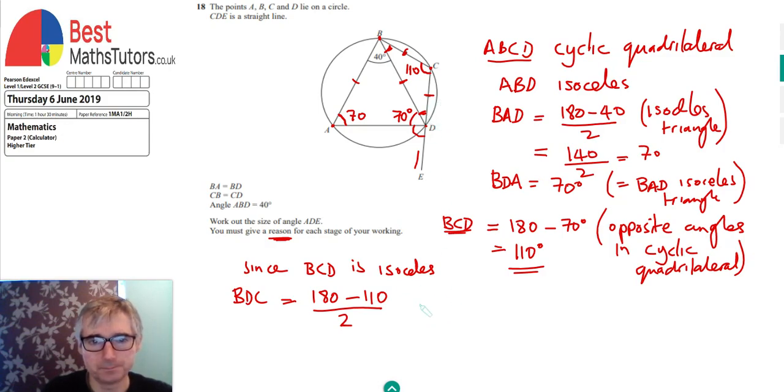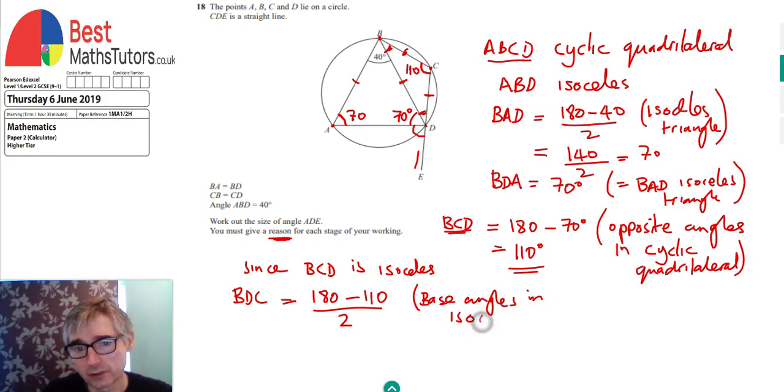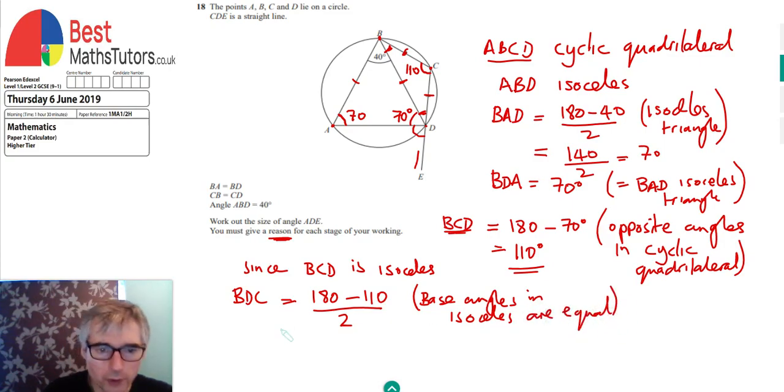I could put as a reason here: base angles in isosceles are equal. So if I work that out, 180 minus 110 is 70, divided by 2 will give me 35 degrees. So this one here is 35.